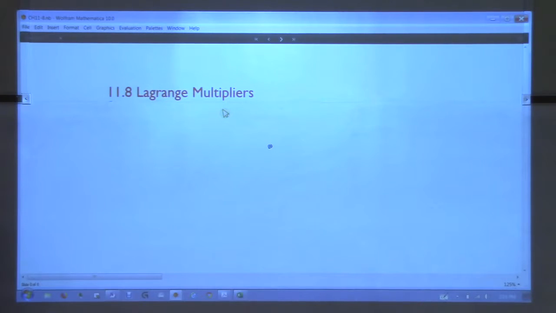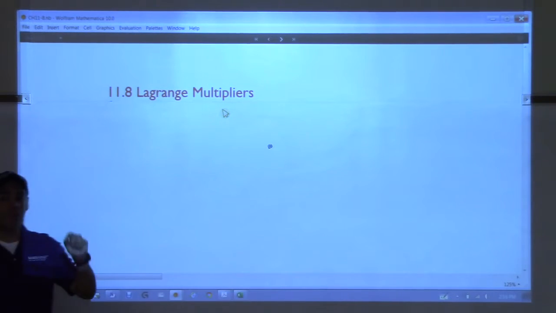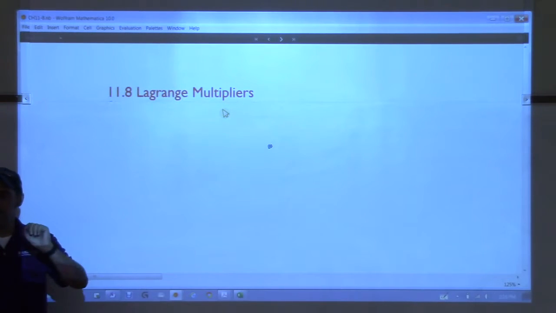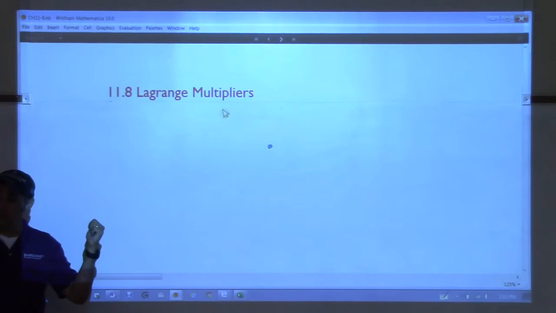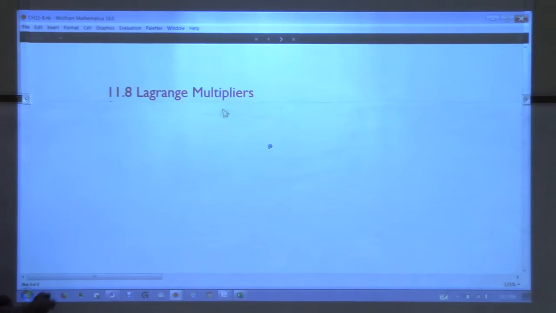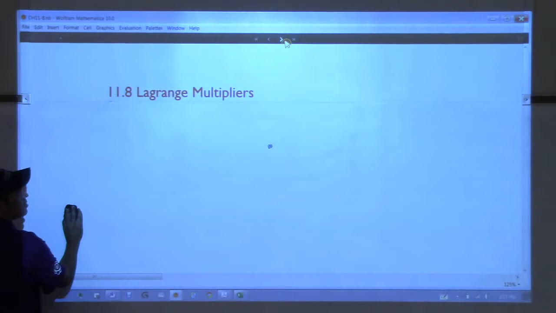So here's the idea behind Lagrange multipliers. It's another way to find maximums and minimums of functions of two variables. But what's better about this method is that it extends into functions of 3 variables, and 4 variables, and 5 variables. We will only stick to 2 and 3, that's it, okay? But it can be extended. So I want to show you visually first what we're going to be doing.